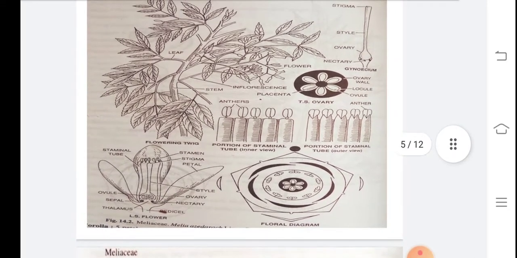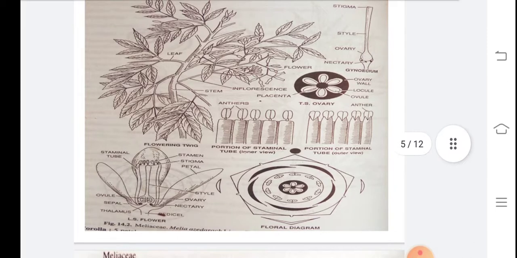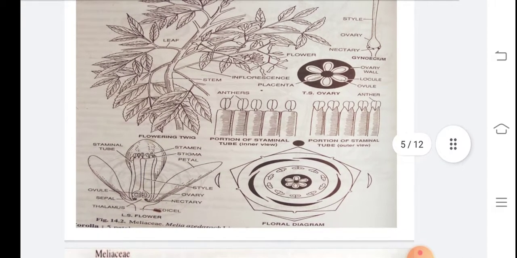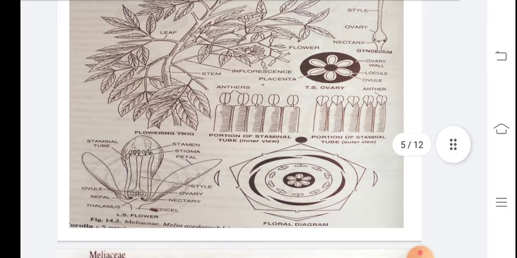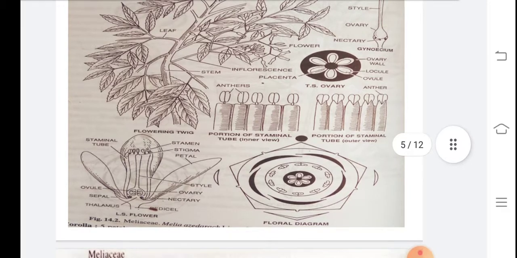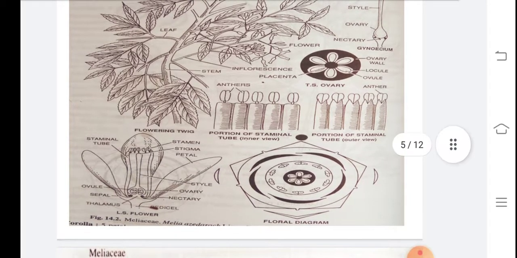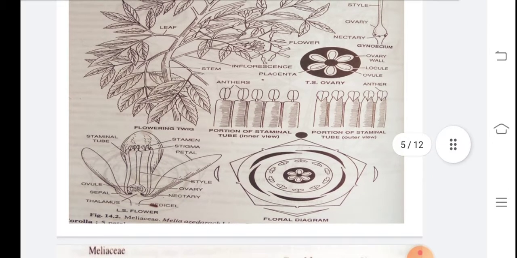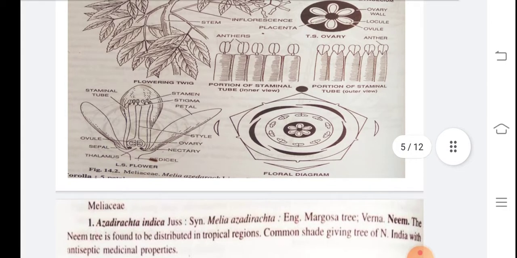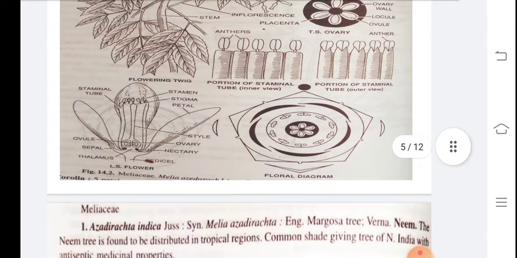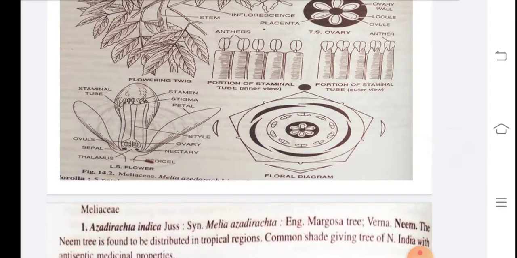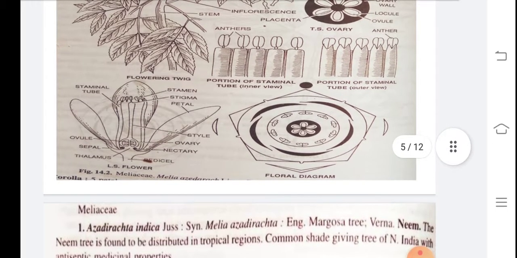Then secondly, here you are observing TS of ovary. It is showing 5 to 6 locules, and one ovule in each locule. Stamens are very characteristic, so syngenesious condition. So here you are observing the filaments are not syngenesious, but the anthers are free, and the filaments are fused. And about the floral diagram, you observe there are two bracteoles on both sides, actinomorphic flower condition. By the floral diagram, we should also describe the flower.